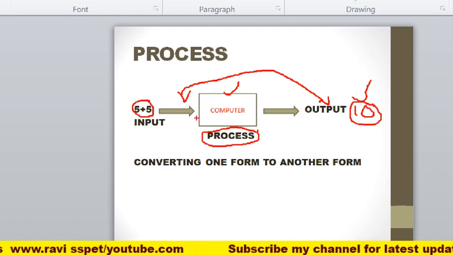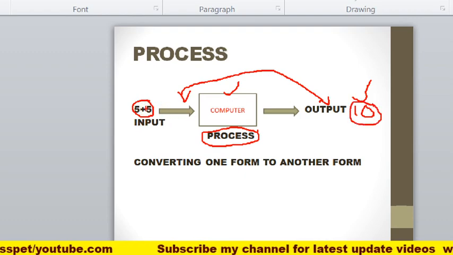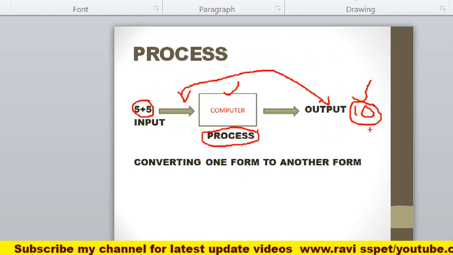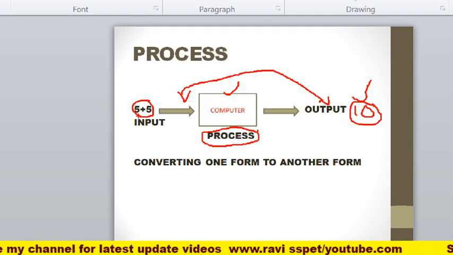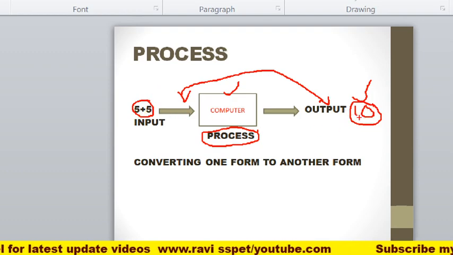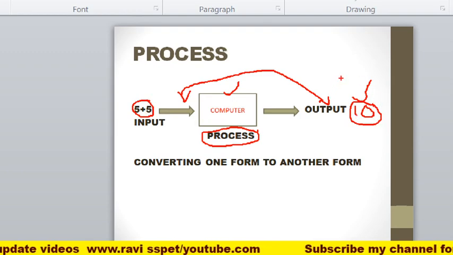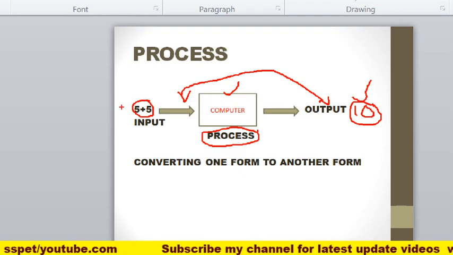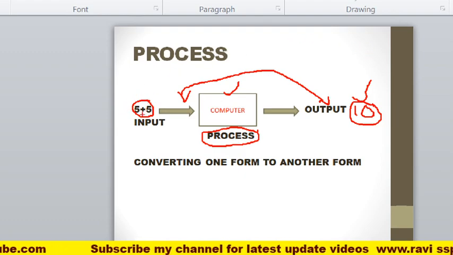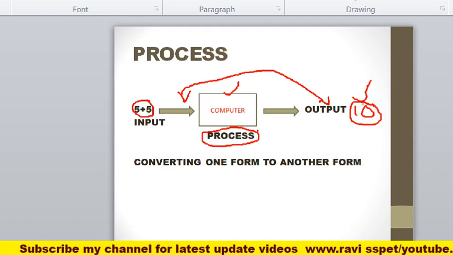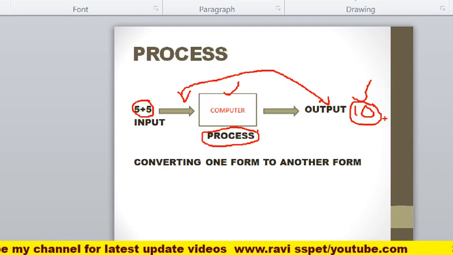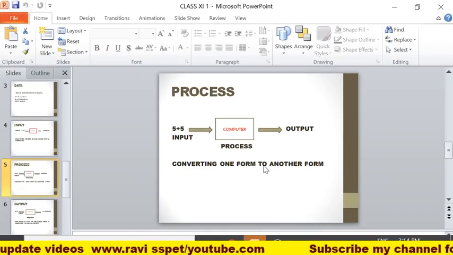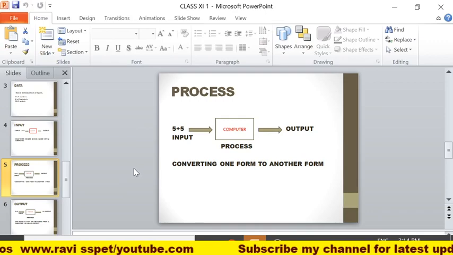That means here we have given the 5 plus 5 form. The same form is not coming here. But when it comes to the output, the form is changing. Why? Because here we are giving 5 plus 5, but when it comes to the output, it is coming like this: 1 and 0. That's why process is nothing but converting one form to another form. Here 5 plus 5 is converting into 10. That means the form is changed. That's why process is nothing but converting one form to another form. So this is about process.